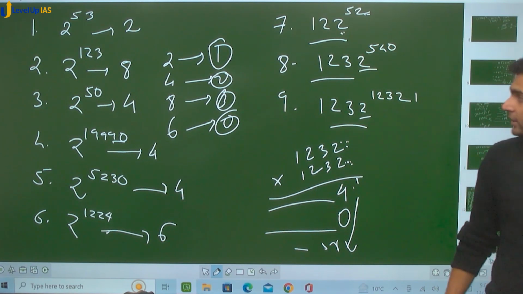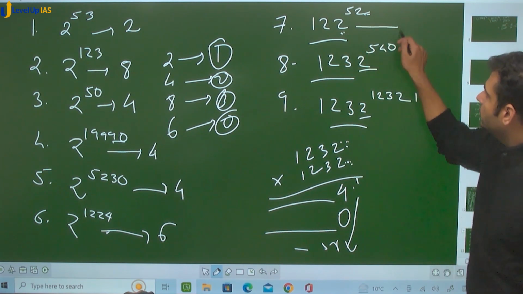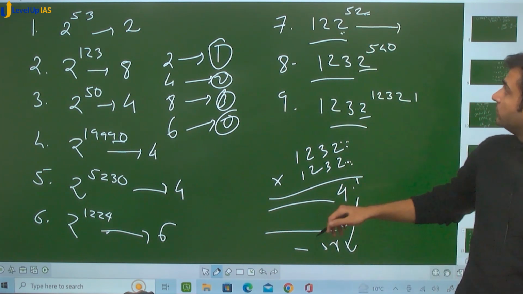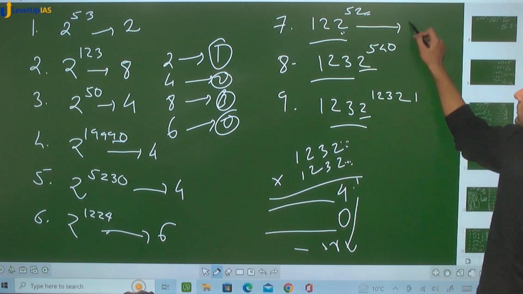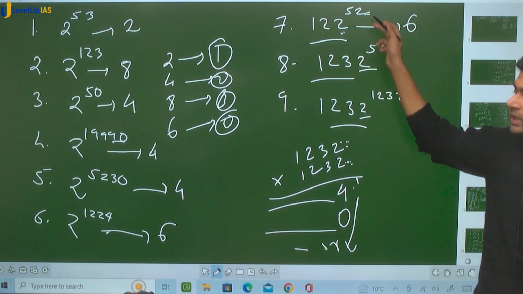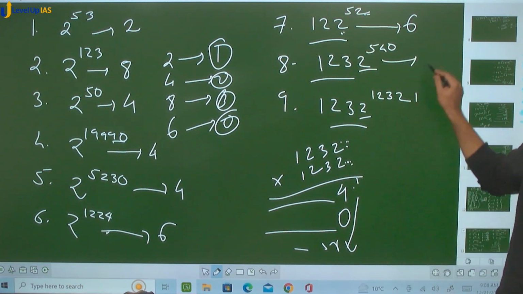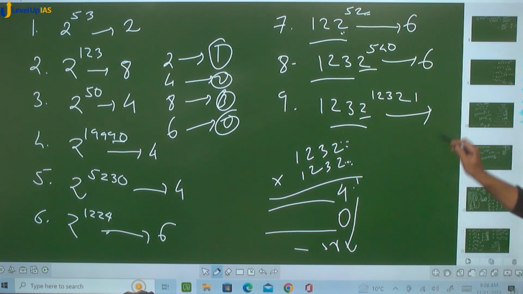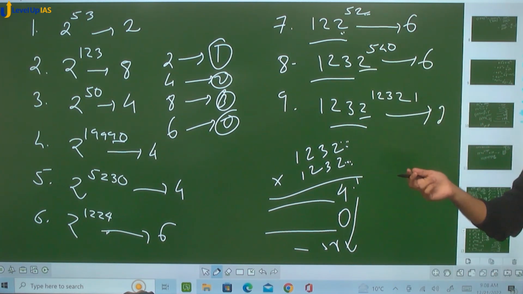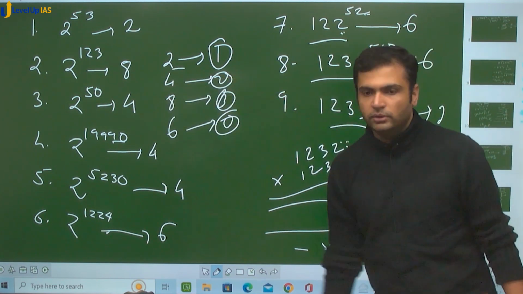Okay Vivek, I'll repeat. So tell me, what would be the units place here? How is it 6? 52. Okay, 6. The remainder is 0, 52 is divisible by 4. Here again 6. 40 is divisible by 4. Here 2, because this is 21. 20 is divisible by 4, plus 1 remainder. So we have 2 as the units place.